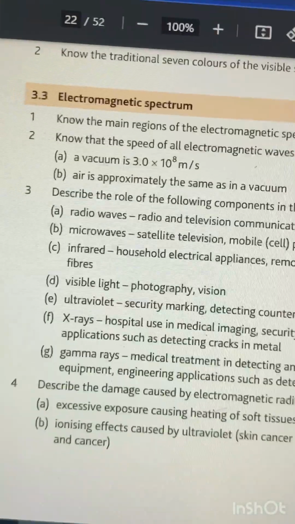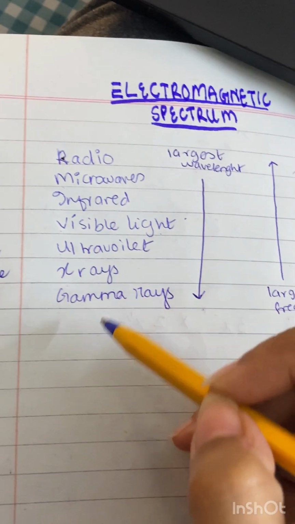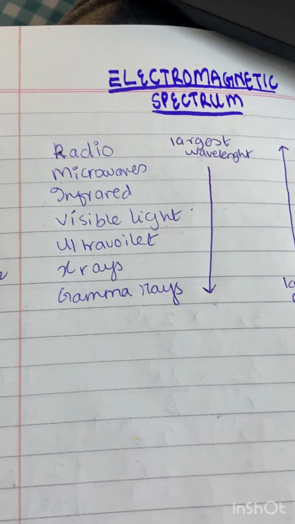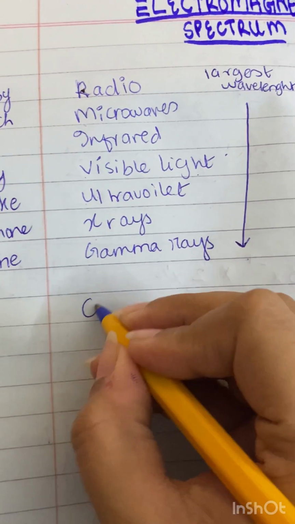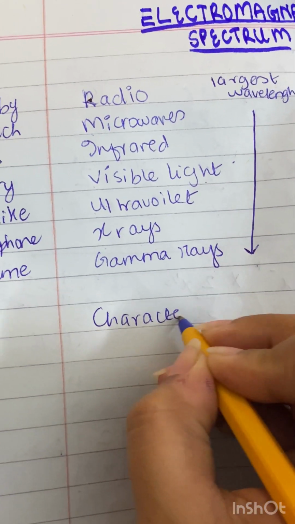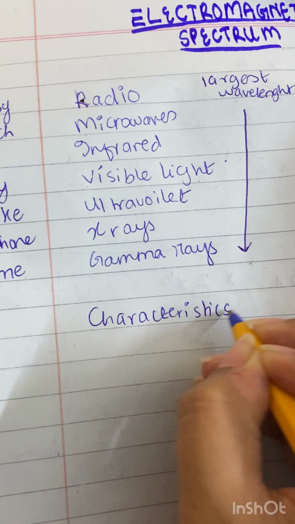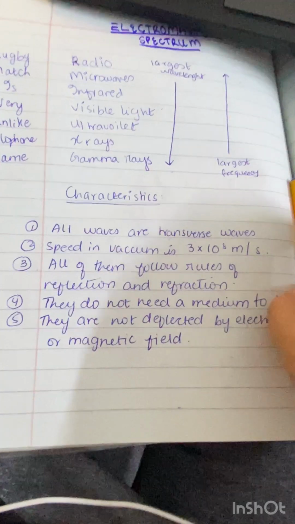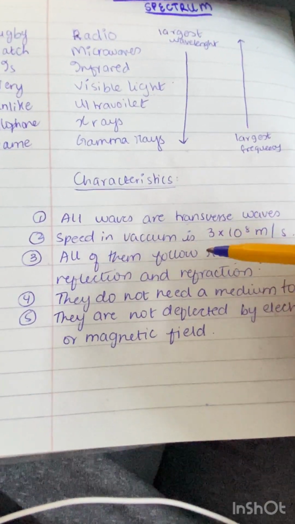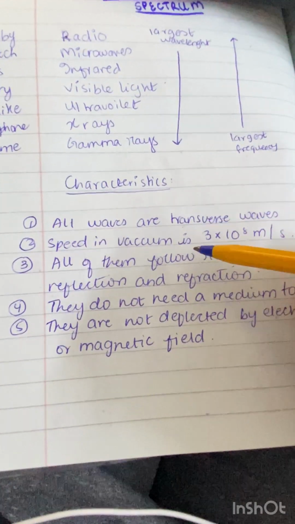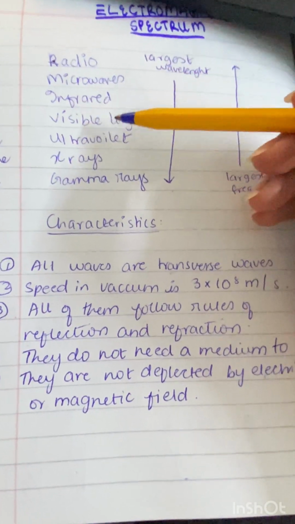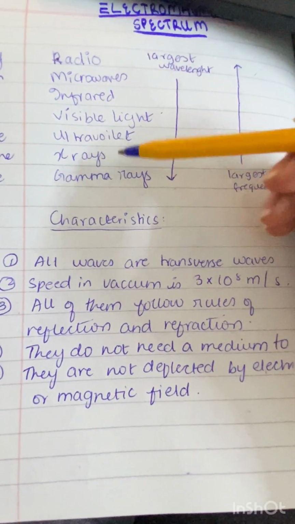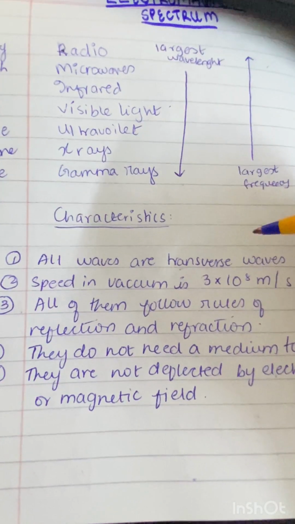Okay, then it says know that the speed of electromagnetic waves is okay. Now there are certain features about these electromagnetic waves that we need to know. So about all electromagnetic waves, their characteristics, ठीक है, we'll be studying their characteristics. These are a few characteristics of all electromagnetic waves. The first characteristic is that all waves are transverse waves. ये जितनी भी electromagnetic waves है, radio, micro, infra, visible, ultraviolet, X-ray, gamma, all of these are transverse waves.